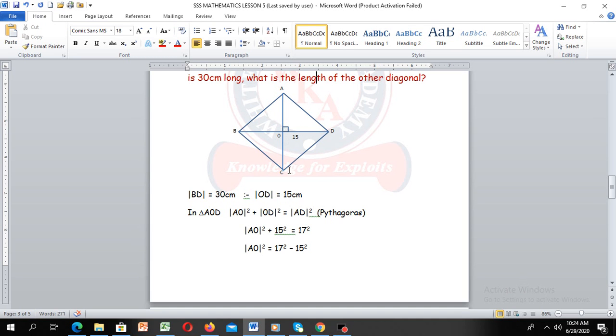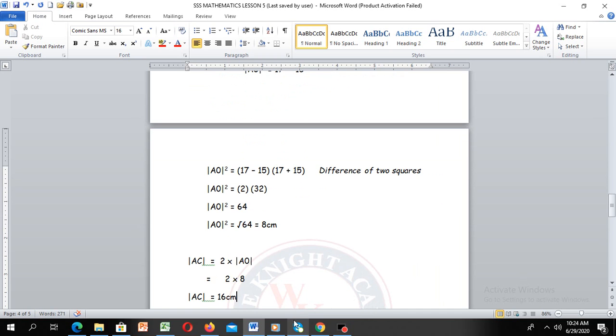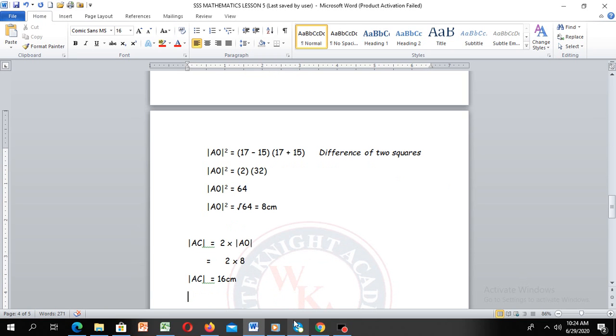Therefore, this will be 8. Then OC will also be 8 centimeters. When you add them together, it gives you 16, or multiply by 2. So we said line segment AC is equal to 2 times AO, which is equal to 2 times 8. And then AC will be equal to 16 centimeters. So that is the length of the other diagonal of the rhombus. I believe you understand these two examples that we've treated with you.